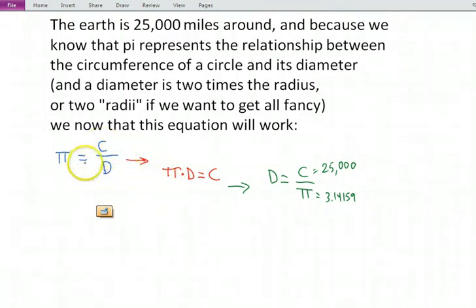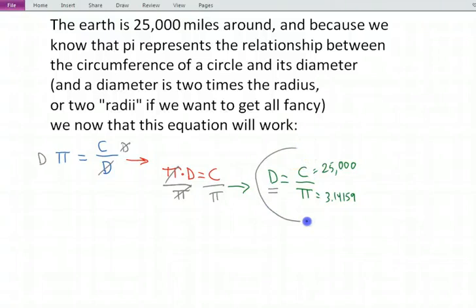And so we could multiply both sides by d. These d's cancel out, and we get d times pi, or pi times d, equals the circumference. And then if we want to solve for the diameter, we could divide both sides by pi. Those cancel out, and we get d equals circumference over pi.